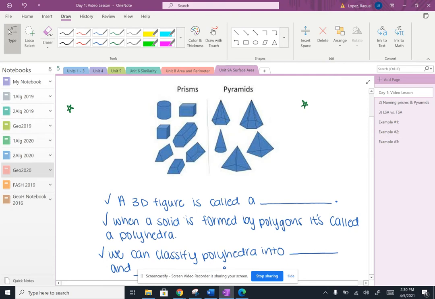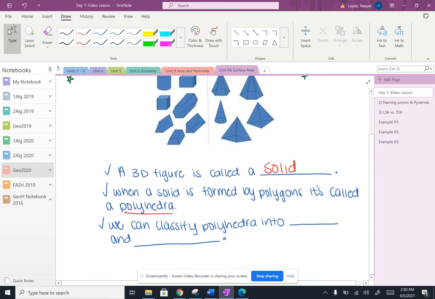Let's start off by defining a 3D figure. So a 3D figure is called a solid. And when a solid is formed specifically by polygons, it's called a polyhedra. Now we can classify polyhedra into prisms and pyramids.